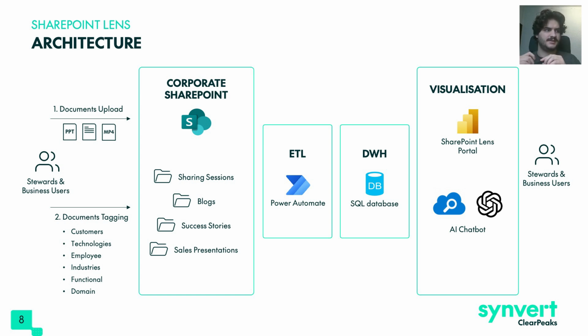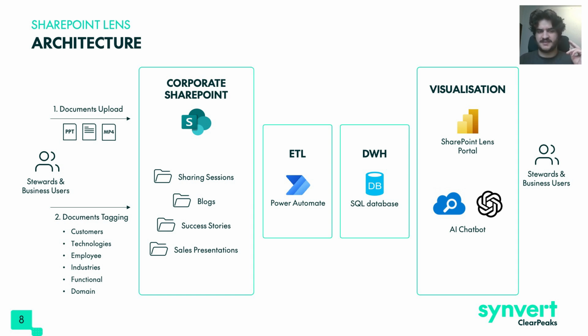Thanks, Oscar. So now that we have a bit of an overview of what SharePoint Lens is, we'll delve a bit more into the technical details. What you see here is a diagram representing the entire indexing process end-to-end. It starts, of course, with people uploading their documents, as they usually would, except this time they get the option to add a few tags. This is stuff like which customers are involved, which technology they use, which employees have worked on it, and so on.